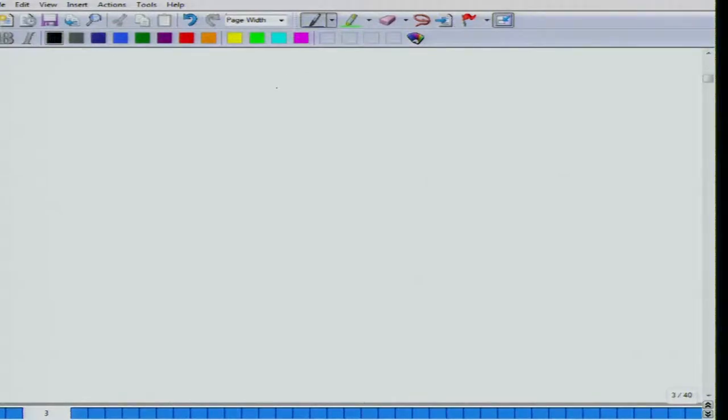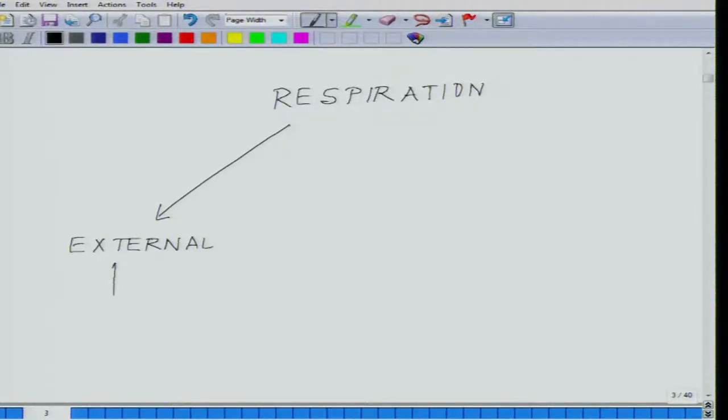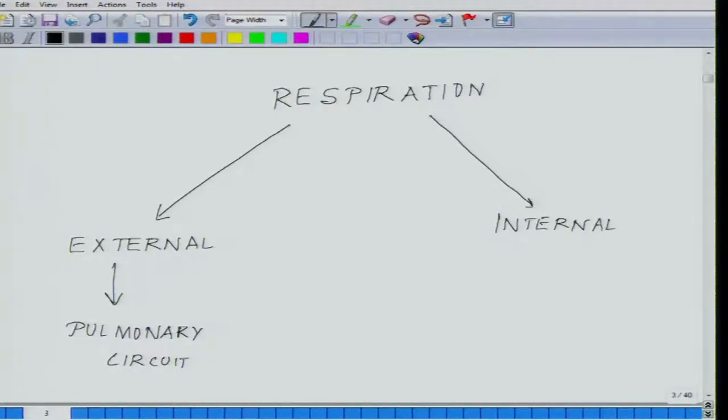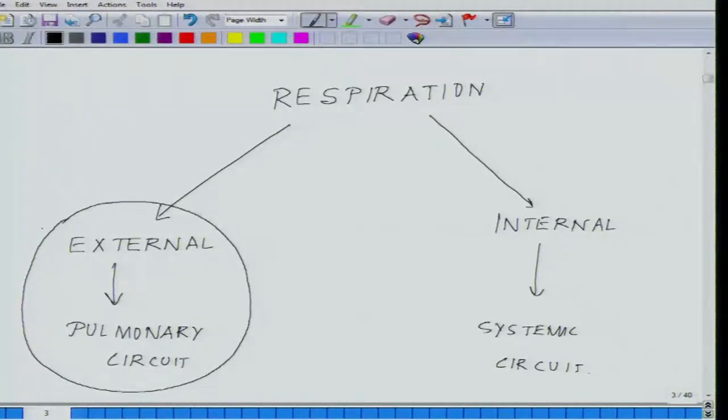So, basically we are dividing respiration into two parts. This is the external respiration, which involves the pulmonary circuit, and then there is the internal, which is in the systemic circuit. These are the two classifications of respiration. We have already done this part, we have talked about this aspect. Now I will talk about the internal systemic circulation, what is exactly happening, in the next slide. Okay. Let's move on to the next slide.